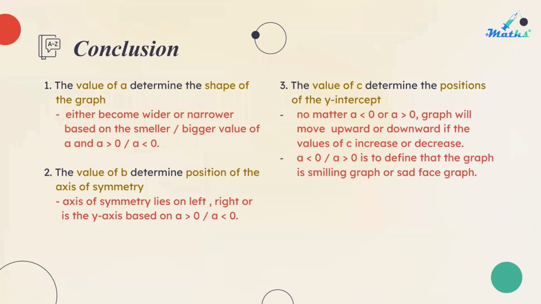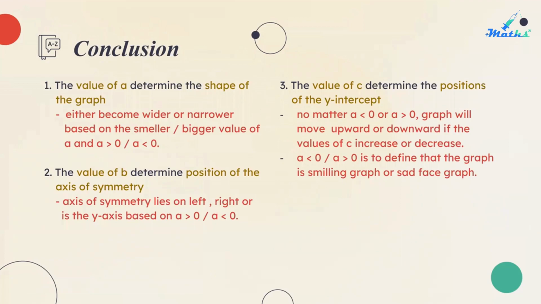Okay, here is the conclusion. The value of a determines the shape of the graph, whether it becomes wider or narrower. Second, the value of b determines the position of the axis of symmetry.